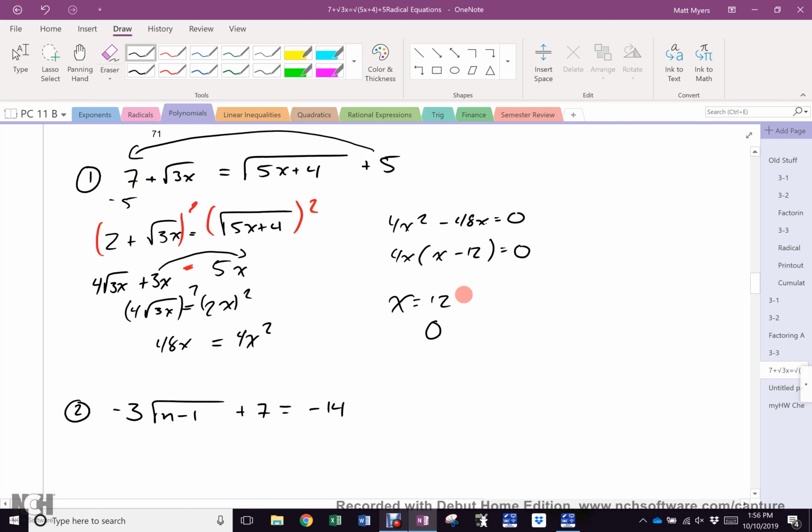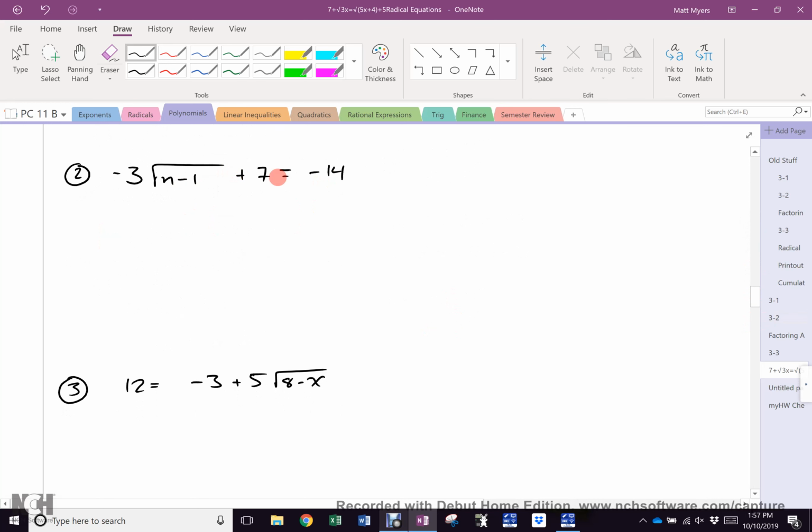Does 12 work? Yes. 0 plus 4 is 4. Square root of 4? 2 plus 5? 7. 7 plus the square root of 0 is what? 7. Do they both work? Yes. I don't care about the restrictions today.